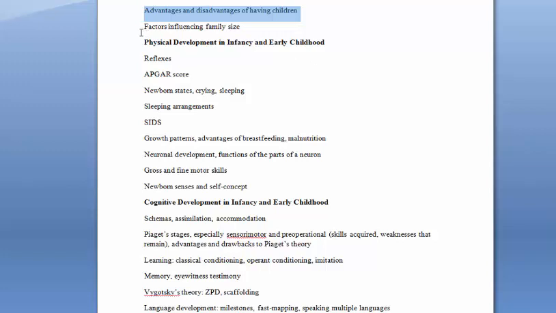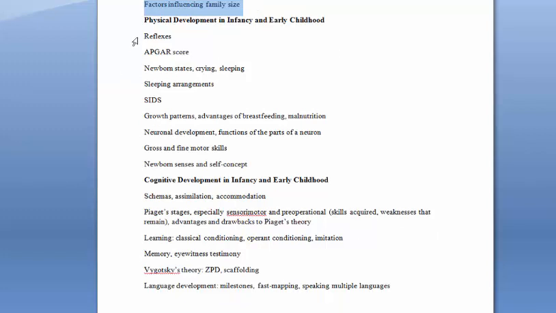We also talked about how family size has gone down somewhat over the years, but that we still see women of a lower socioeconomic status typically having more children. All right. And then we had a set of slides on physical development in infancy and early childhood. We talked about reflexes, and some of these reflexes are important for survival, things like rooting and sucking.